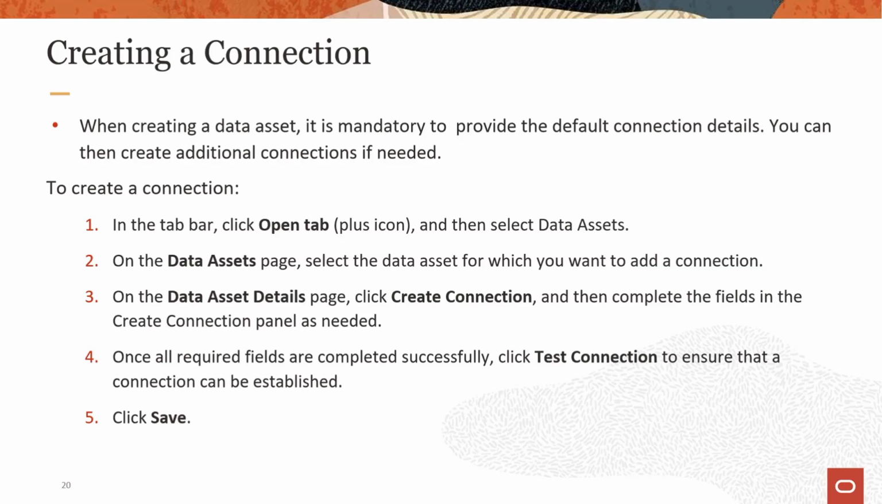In the tab bar, click Open tab, that is the plus icon, and then select Data Assets. On the Data Assets page, select the data asset for which you want to add a connection. On the Data Asset Details page, click Create Connection and then complete the fields in the Create Connection panel as needed. Once all required fields are completed successfully, click Test Connection to ensure that a connection can be established. Then click Save.